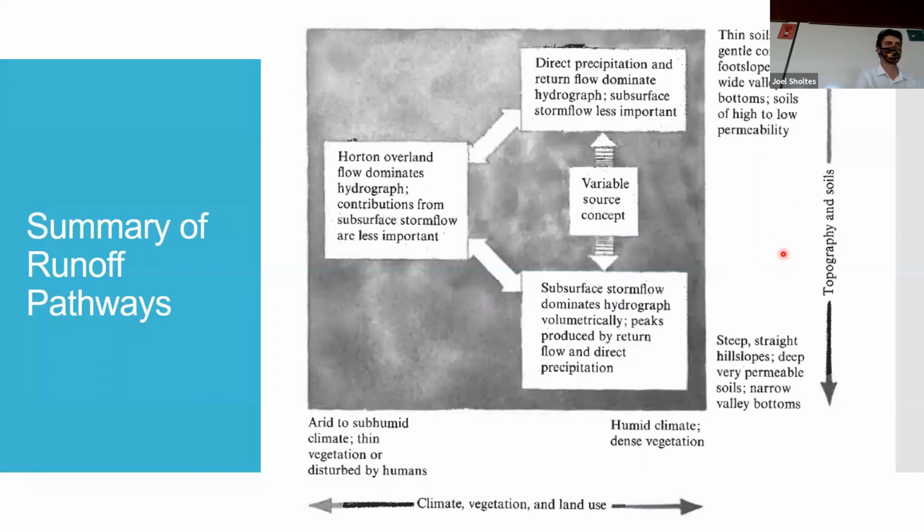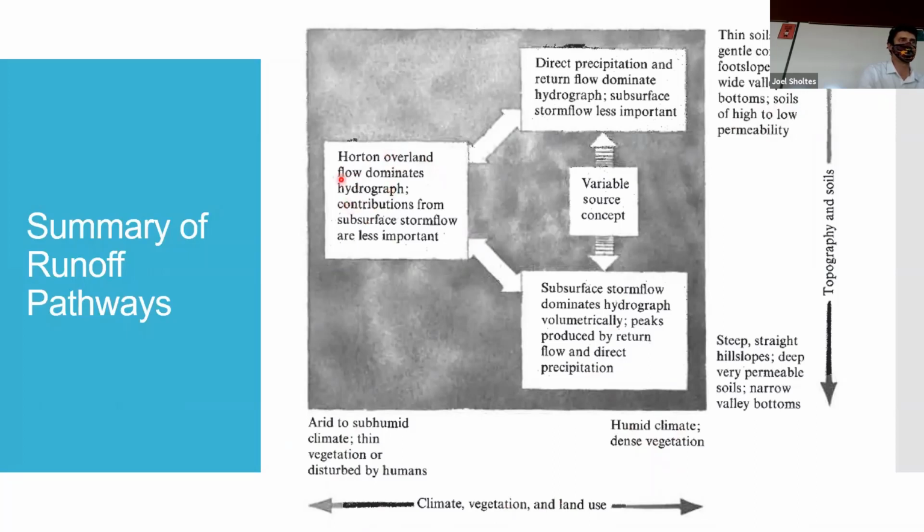Okay, so this figure kind of sums it all up. And what we see here is we have a lot of different factors that can affect runoff. So we have the topography and soils on this axis. On the bottom, we have steep hill slopes with deep, very permeable soils, narrow valley bottoms. On this, we have thin soils, gentle slopes, and wide valley bottoms. Then we have climate and vegetation. So arid is over here and humid with lots of vegetation over here.